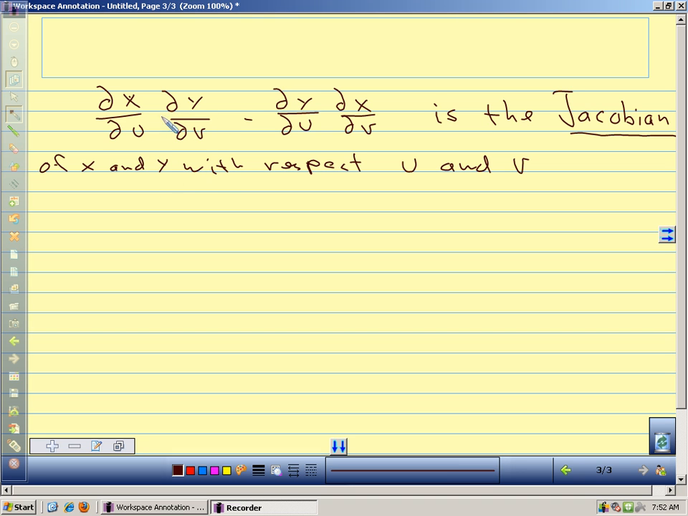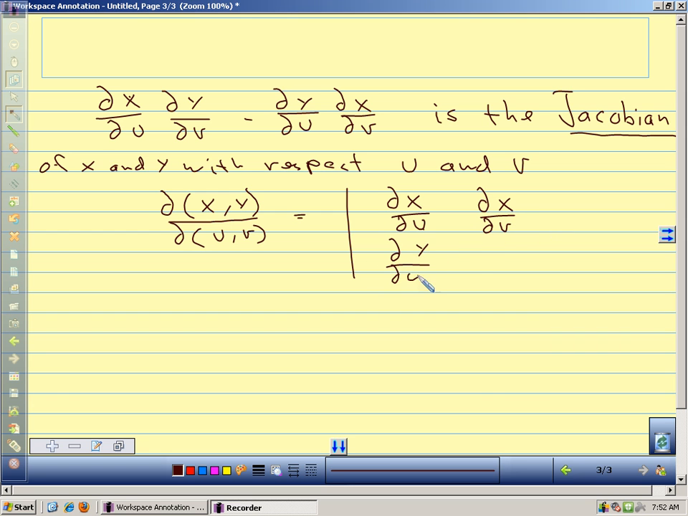So we write the Jacobian as, it has a funny symbol kind of, dxy duv, and it's the determinant of, it's this determinant, dx du, dx dv, dy du, dy dv.